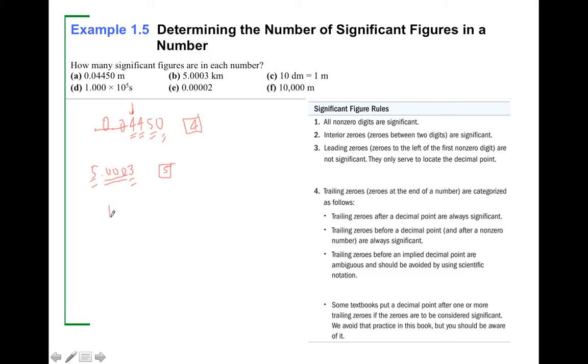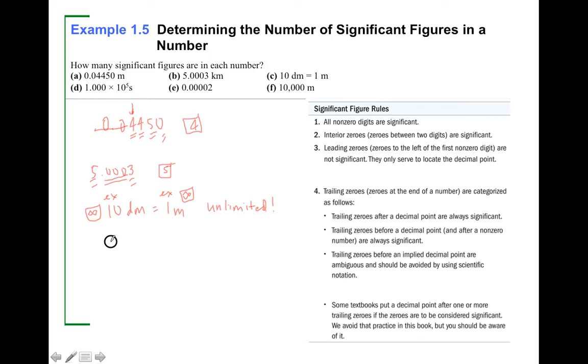What about C? 10 decimeters is equal to 1 meter. Aha! These are counting numbers. These are definitions. So there's an unlimited number of sig figs here, because this is a definition. There's exactly 10 for exactly 1. Since this is exact and this is exact, we would say that there's an infinite number of sig figs on both sides here.